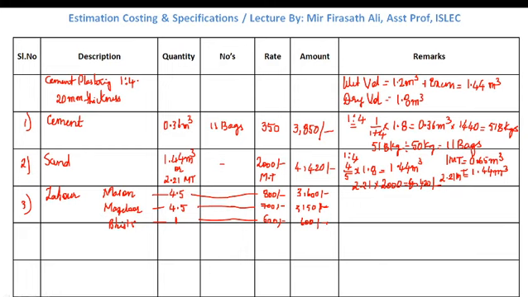The total is 3850 plus 4,420 plus 3600 plus 3150 plus 600. This cost comes to a total of 15,620 rupees.